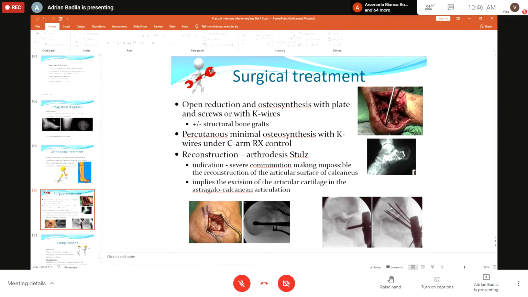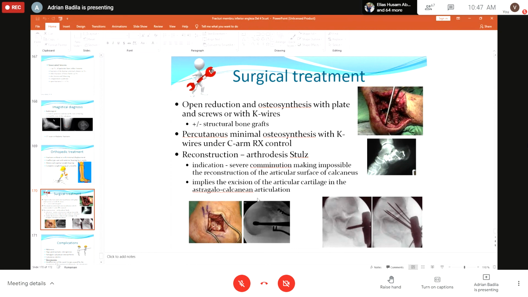Our third option is the reconstruction arthrodesis described by Stutz. It is indicated in severe comminution that makes impossible an optimal reduction of the articular surface of the calcaneum. If we leave the articular surface unreduced, that will lead to osteoarthritis in the astragalocalcanean joint, and the patient will walk with pain at this level. In this case, we will remove the articular cartilage in the astragalocalcanean articulation, and we will fix the fracture and the two bones one to the other by Kirschner wires.